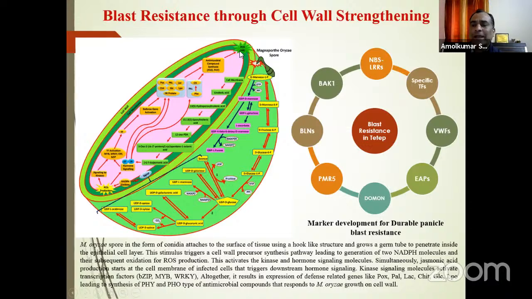And this finally leads to programmed cell death, which ultimately gives the hypersensitive response. So this is the mechanism that happens in the TETEP line.